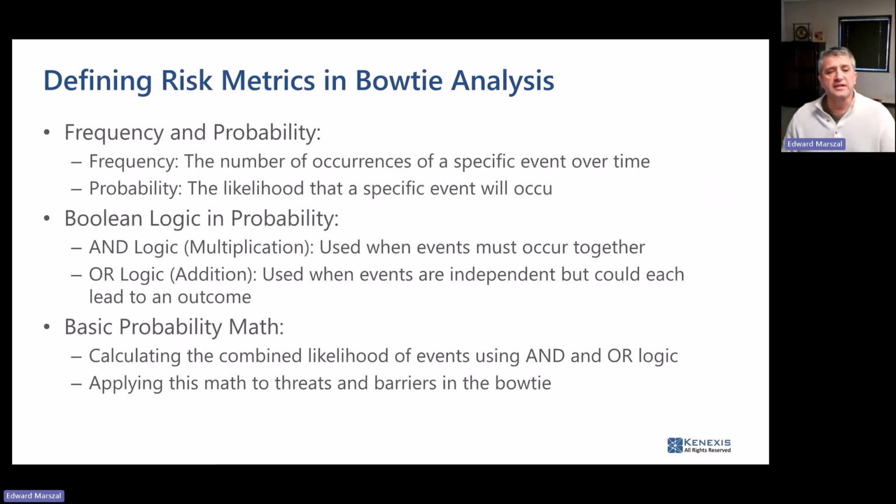Okay, so let's start out with kind of the basics. Risk metrics, risk tools that we're going to use when we're doing a quantitative bow tie. In bow tie analysis, we are going to be utilizing frequencies and probabilities. Ultimately, we are going to calculate the frequency at which we expect a consequence event to occur. That frequency can be compared against a tolerable frequency for that degree of hazard.